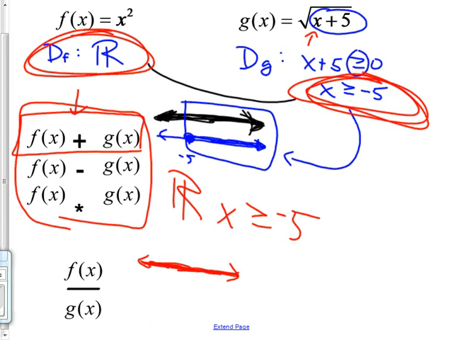The next number line is the g of x number line, because that's in the function too. So we look at that, and that one is x is greater than or equal to negative 5. So I'm going to make one for that. Here's negative 5, greater than or equal to negative 5.